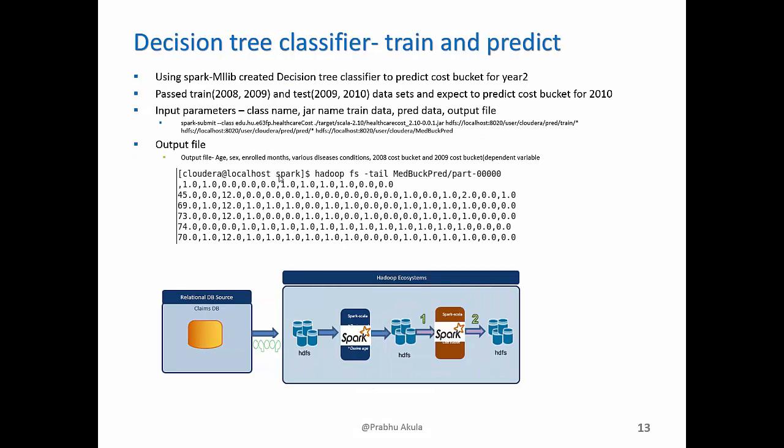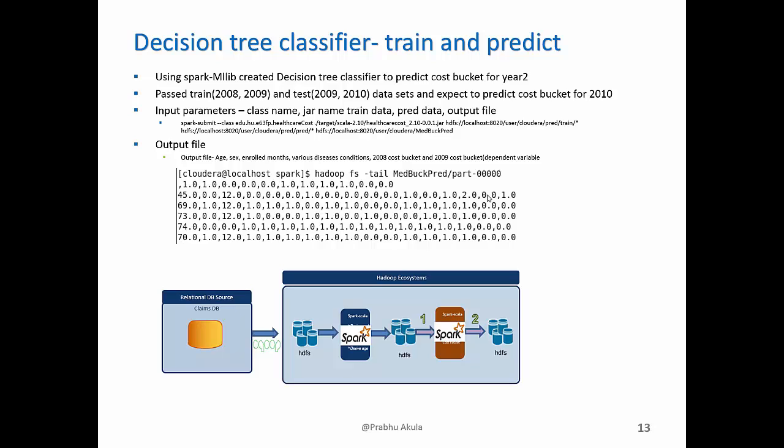I'm building this decision tree classifier by passing 2008 and 2009 data sets as train and predicting 2010 cost buckets. And once again, here I'm going to submit this Spark job, which is going to take the class, the train data, predicted data, and output file. As you see here, the output file will have the last two columns, if you observe. The last column being the predicted cost bucket, and before that one is the actual one.